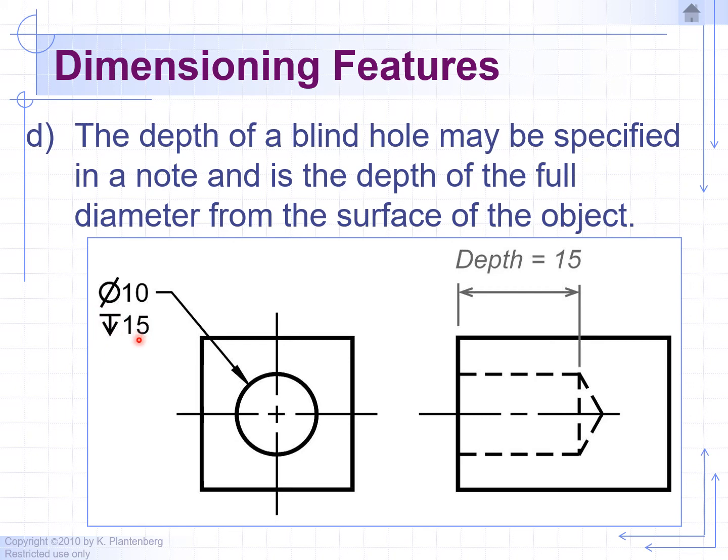Now, if you call out a hole, a circular hole, and there is no depth shown on the dimension, then you assume that the hole goes all the way through the material. Okay, so that's one of the things you are allowed to assume: if you're not given the depth of the hole, you assume it goes all the way through.